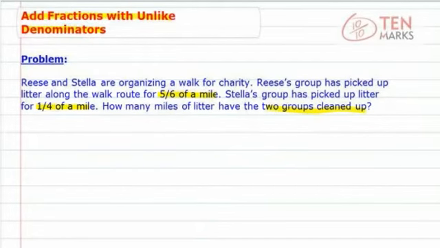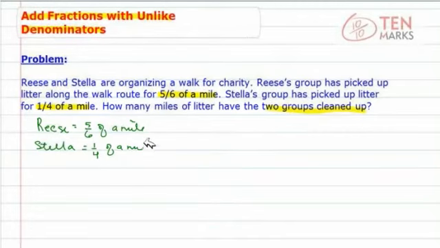Okay, so in this problem, we need to find out how much the groups have picked up altogether. So we know the fraction of miles picked up by Reese's group is 5/6 of a mile, okay? And then the fraction of miles of litter picked up by Stella's group is 1/4 of a mile.